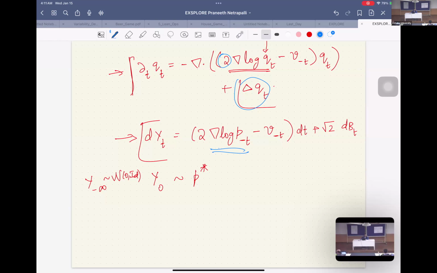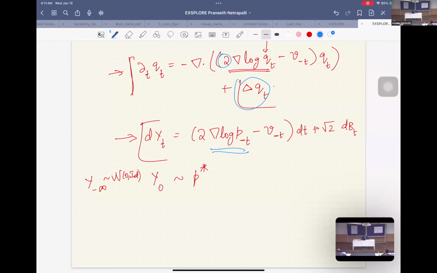One thing I think is still an open problem, for example, is if I don't give you samples, I only give you access to this function f, where p star is proportional to exp of minus f. Can you design a reverse approach to sample in that setting? I do not know how to do that. I think that's still an open problem.